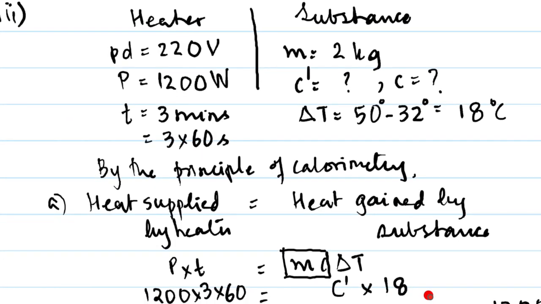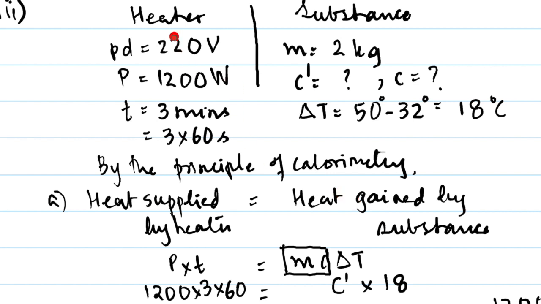So to get the clarity of thought, I again make the 2 columns. We have the heater. I have written all the details of the heater. We have the PD, the power and the time. Now time is given in minutes, so I will write it in seconds. Then the substance, the mass is 2 kg and we have to find the heat capacity, means C dash. What is C dash equal to? C dash is equal to mass into specific heat capacity. And the second part they ask you what is the value of specific heat capacity, which is small c.